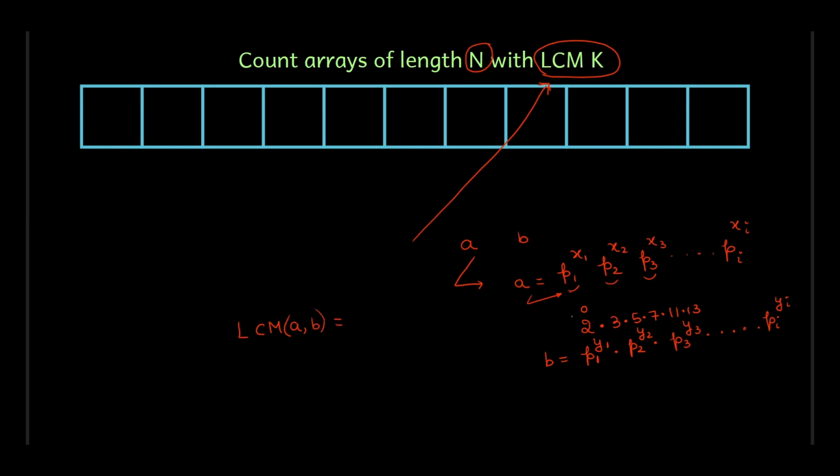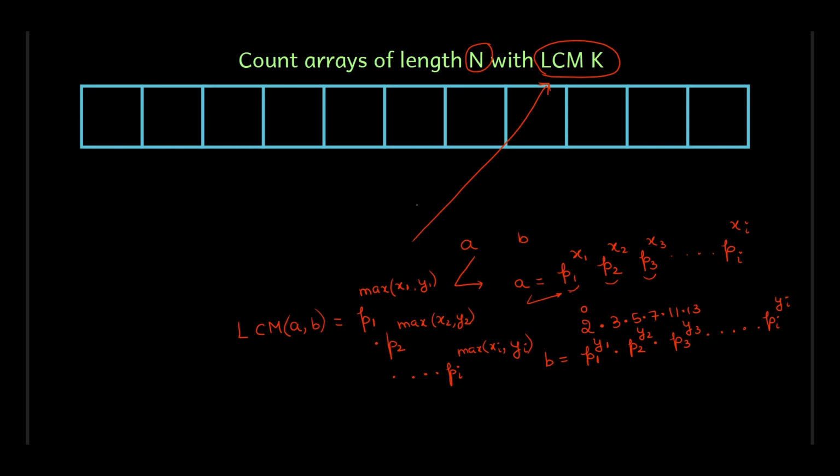By definition, LCM means lowest common multiple. So for each prime factor, let me write that down explicitly. It will be p1 to the power max of x1 comma y1, into p2 to the power max of x2 comma y2, and so on, up to pi to the power max of xi, yi.